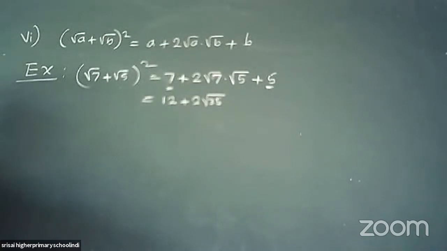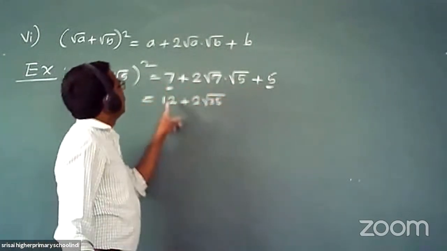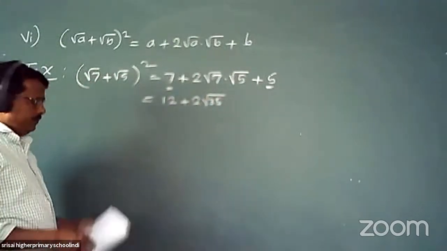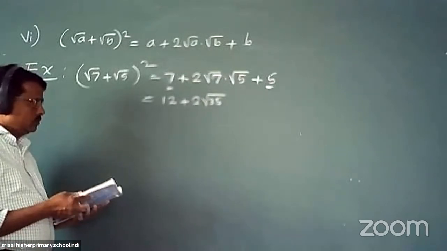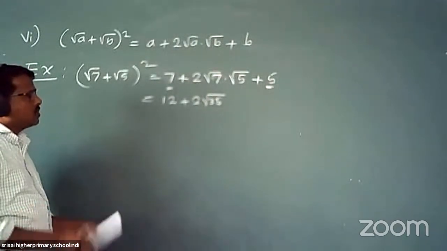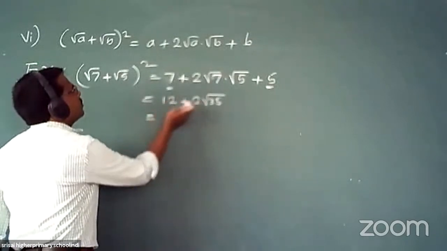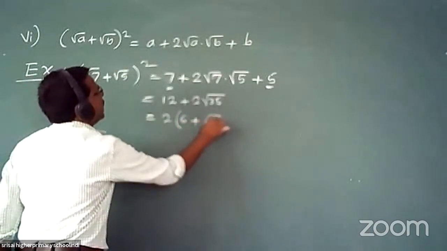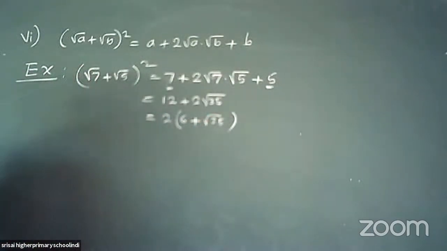Write this. Sir, what is the answer, sir? Answer I have written down here. 7 plus 5 is 12. 12 plus 2 root 35. Further simplification is not there. You can take 2 common. 2 is both sides. You take 2 common. So 2 into (6 plus square root of 35). You can write like this also. Okay. Board is visible, students, properly? Yes, sir.